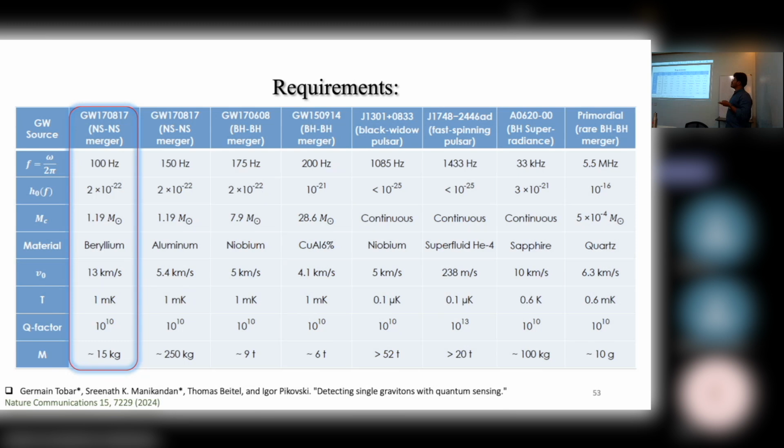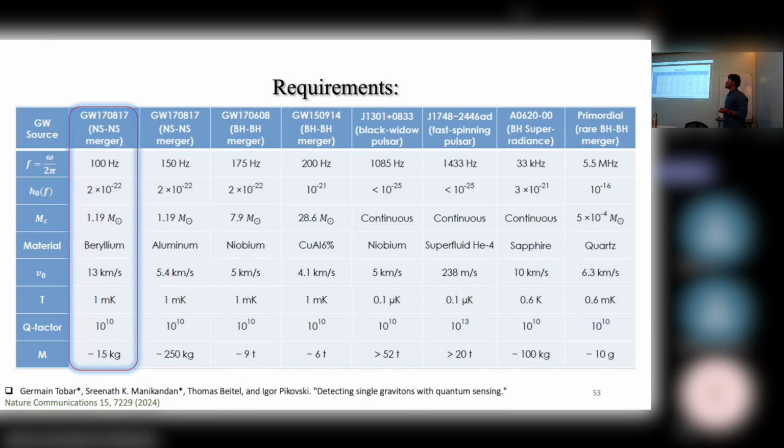So here are some parameter regimes for the detector that one would ideally want. Let's say we have a beryllium detector of something like 15 kilograms. One could then map this to GW170817, a neutron star merger event. If we look for those parameters, they actually give monochromatic gravitational radiation for a long duration.